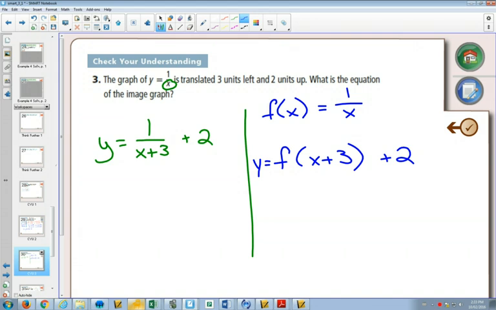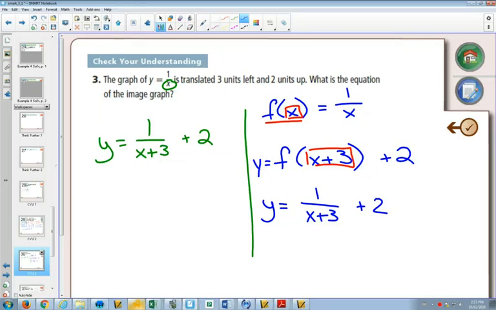Now, if I want to change this from function notation back into this notation on the left that we have in green, what does this mean? Well, what does f of x plus 3 mean? It means that we take our function f of x and we replace the x with an x plus 3. So how would I write that? I would write that as 1 over, and instead of the x, I would have x plus 3. And then outside of my function, I still have a plus 2.